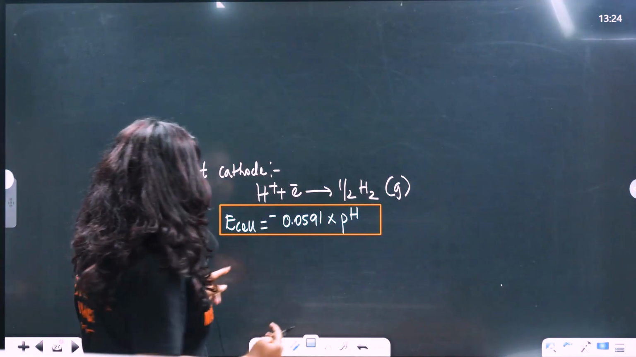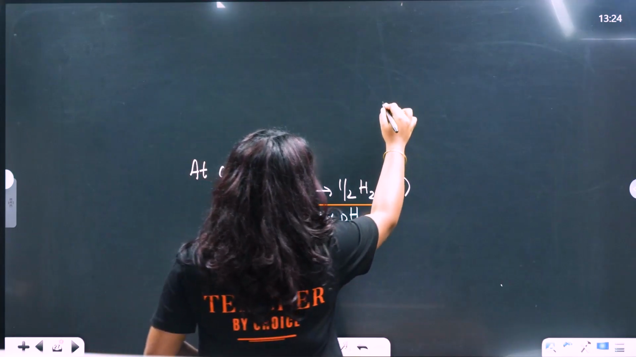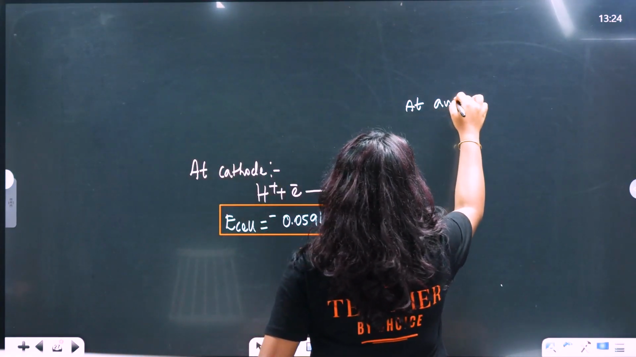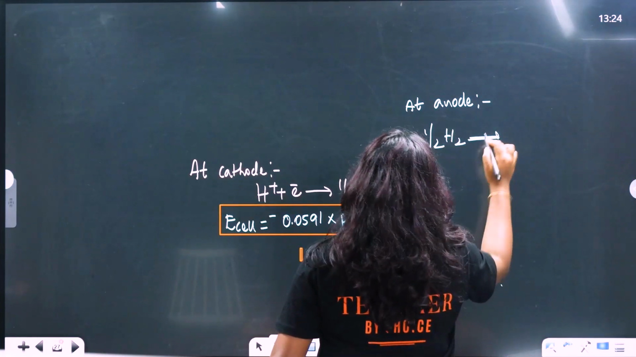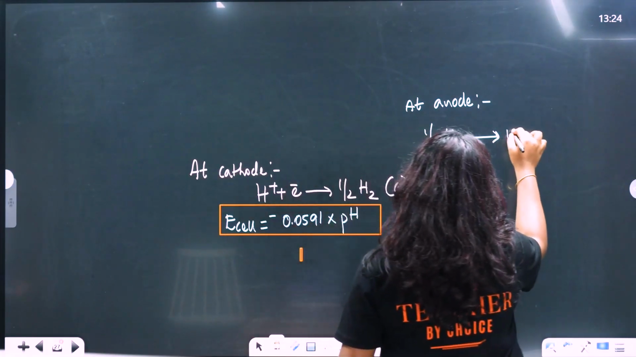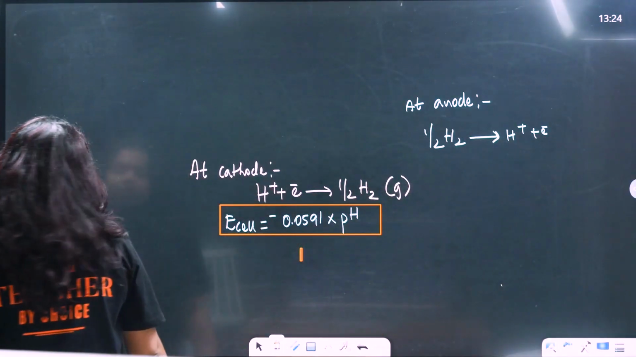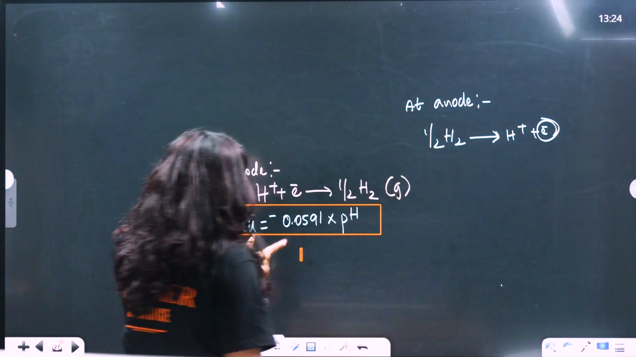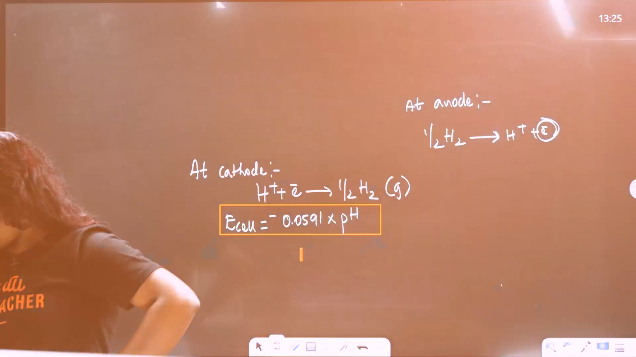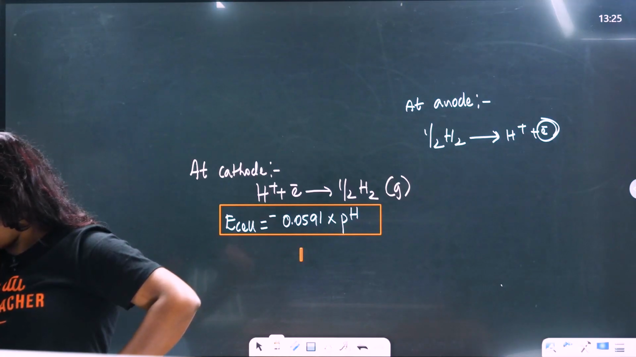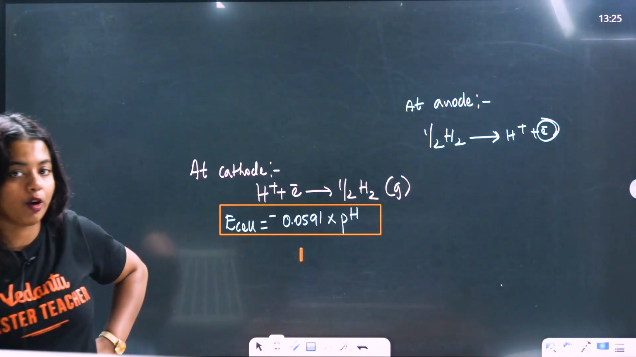And instead of this equation, it will be half. At the anode, half H2 is giving H plus and an electron. Because they are giving the electrons, this is undergoing oxidation, so they will have the positive value for the E cell. Clear? Okay, next one. Once we cover oxidation, reduction and potential, then we can do some problems in this.